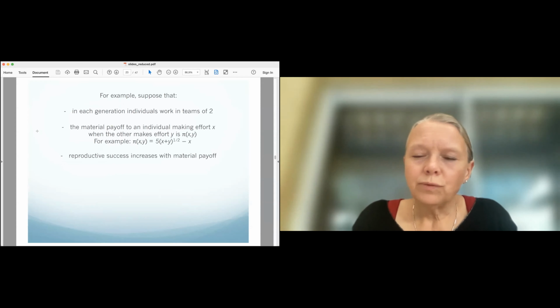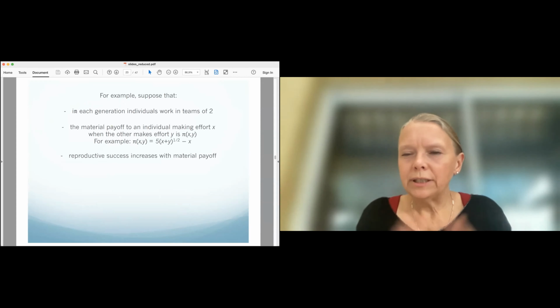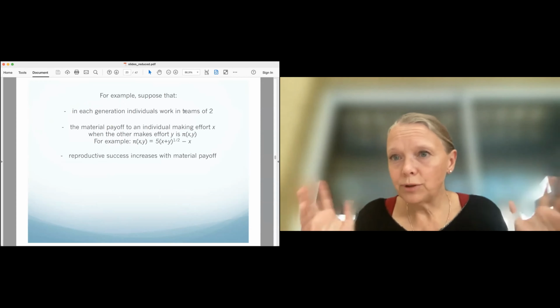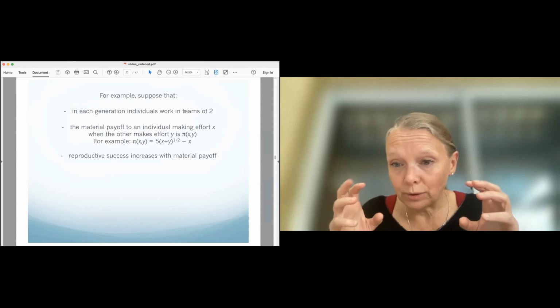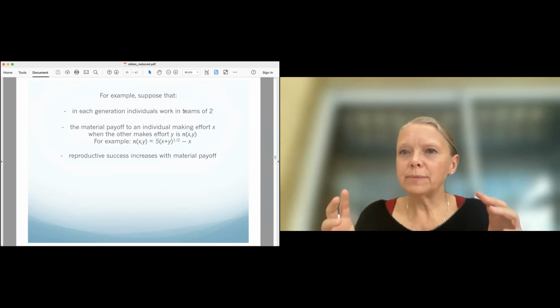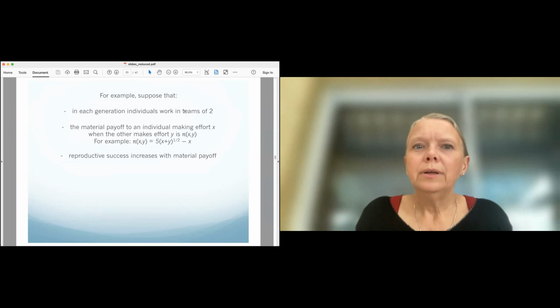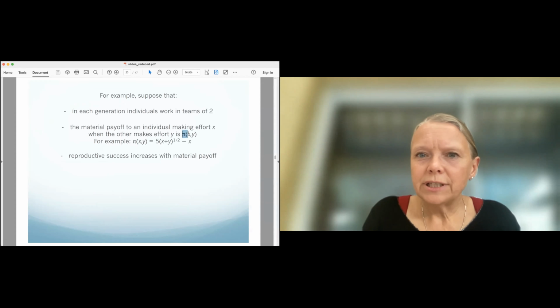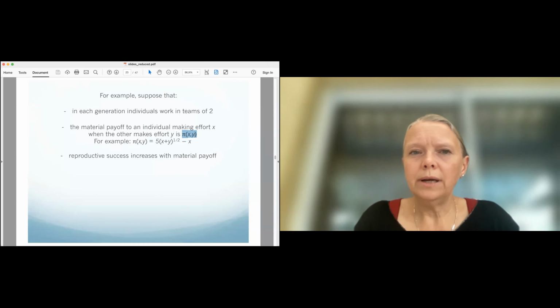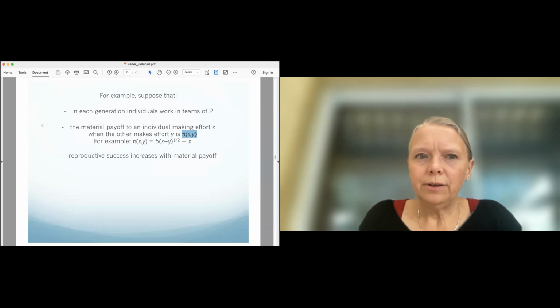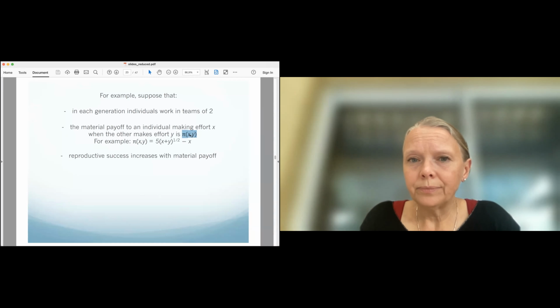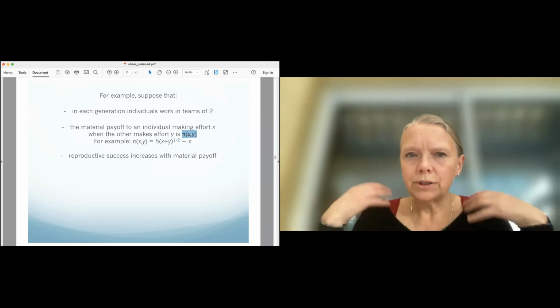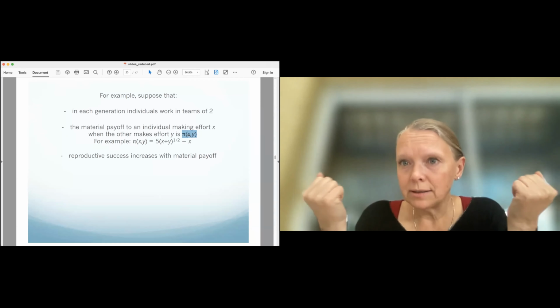Okay. So, for example, suppose that in each generation, individuals work in teams of 2, just to make a very, very stylized model now. So let's simplify things as much as possible. So suppose that individuals work in teams of 2 people. And here I'm going to introduce this notation, pi of x and y. What is this? This is the material payoff that an individual who makes effort x obtains when the other makes effort y. And this is also what drives evolutionary success, the material payoff.